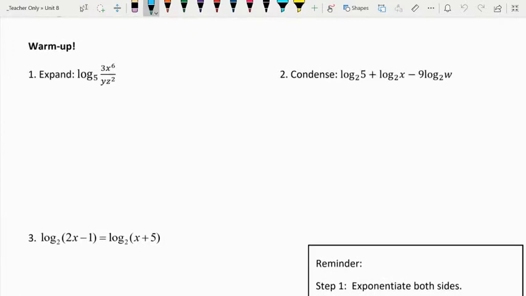So for number 1, we are working on expanding here. So we're going to have log base 5 of 3. Then we can throw the 6 out in front and have log base 5 of x. Then we would subtract log base 5 of y because it's in the denominator. And then we would subtract 2 log base 5 of z.